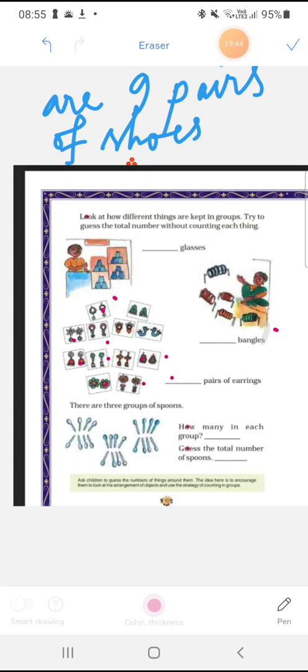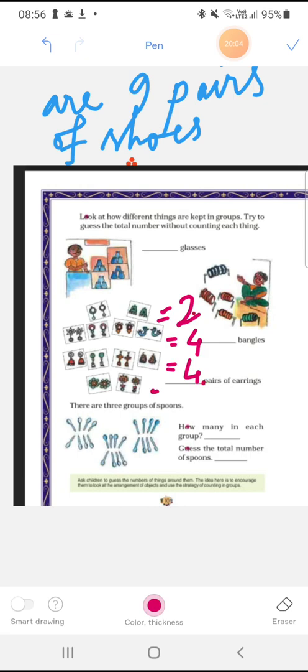In the first row you see 2. In the second row, 4. So 4 plus 2, 6. Here it is how many? 4. So 4 plus 2, 6, plus 4, 10. You know the addition table, then plus 2. So how many has it become? 12. See, 2 plus 4, 6. 6 plus 4, 10. 10 plus 2, 12. So how many are there? 12 are there.